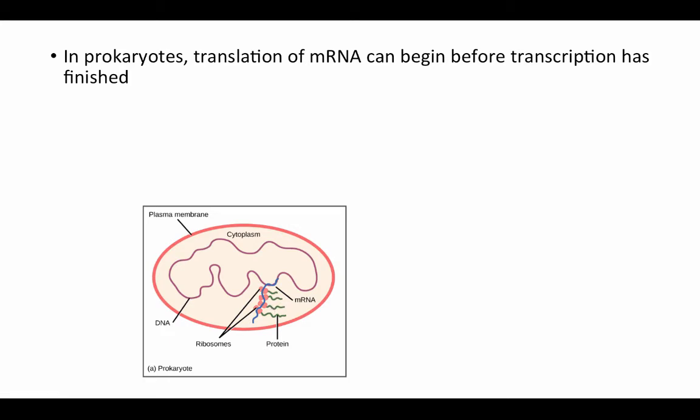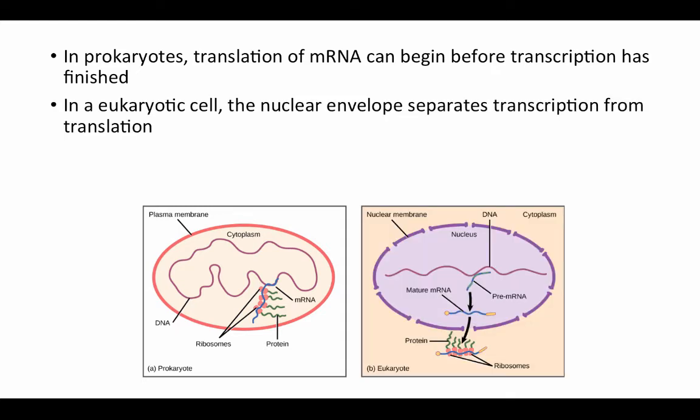This enables the prokaryotic cell to produce those proteins very fast because it's going to happen immediately after each individual section of mRNA is transcribed. In a eukaryotic cell, the nuclear envelope separates the process of transcription from the process of translation. So in the case of eukaryotes, we have transcription completed within the nucleus before that mRNA is processed and then leaves the nucleus and encounters the ribosomes and becomes translated.